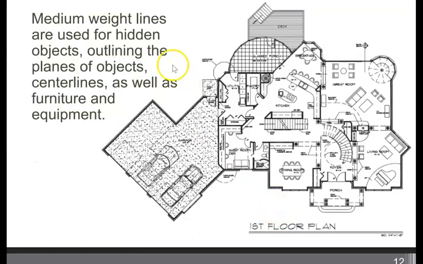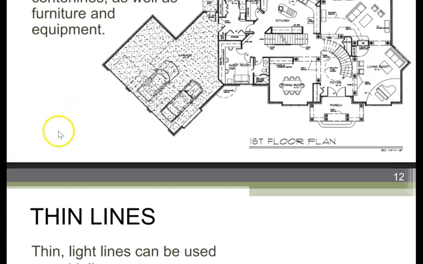Medium line weights are used for hidden objects, outlining planes of objects, center lines, as well as equipment and furniture. So all your furniture will get a medium weight line, so it stands out against the heaviness of the walls. And then this is going to be our hatch line, which we'll discuss next.